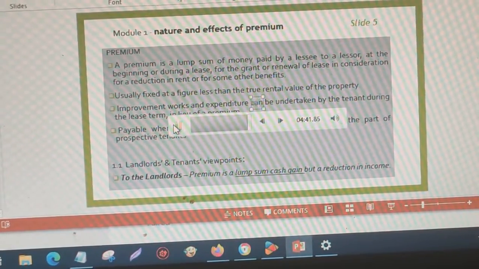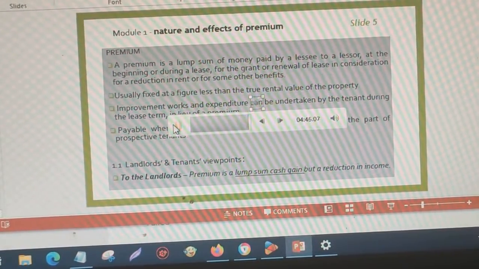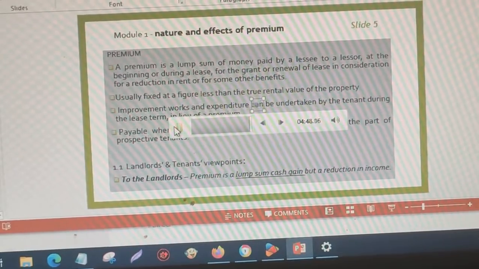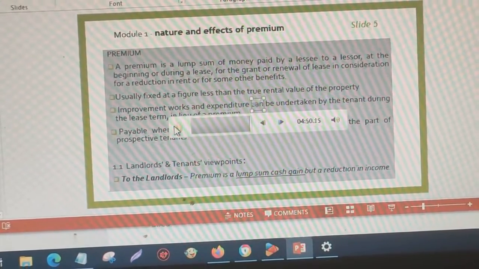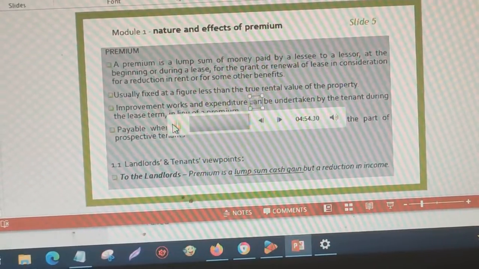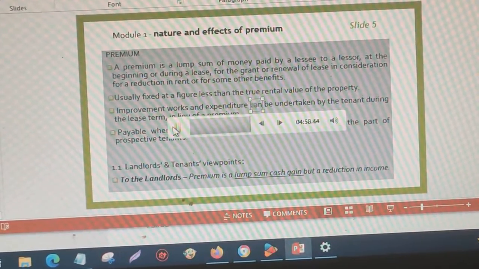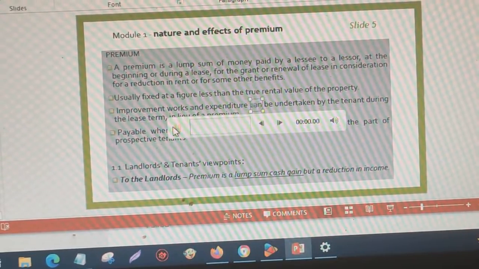To the landlord, premium will provide a lump sum cash gain for him, but a reduction in income. He can get a lump sum money which he can divert to other businesses, but he must be rest assured that his income will be reduced. We'll continue in the next slide.